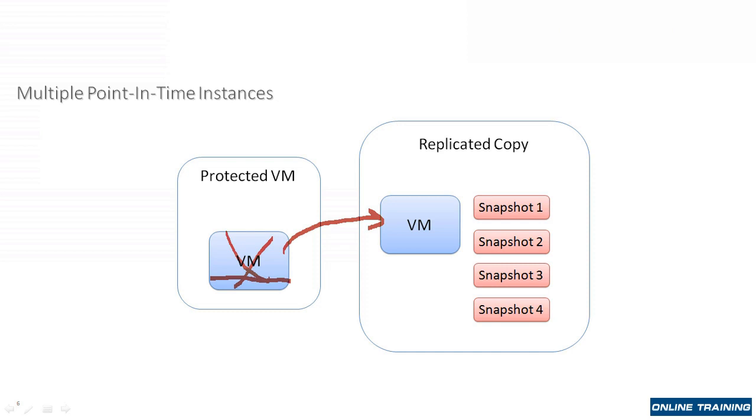Well, by setting up these multiple point in time instances, you can recover the virtual machine from a snapshot that took place before that corruption occurred. And you can have up to 24 recovery points per replication job. So multiple point in time instances gives you an additional level of protection.